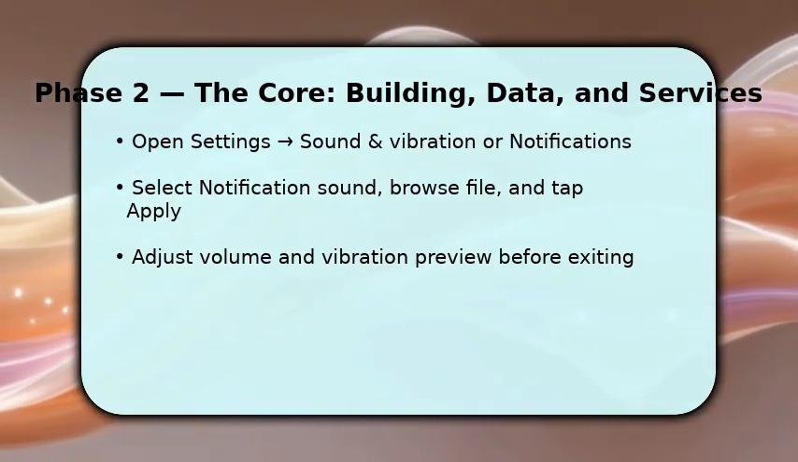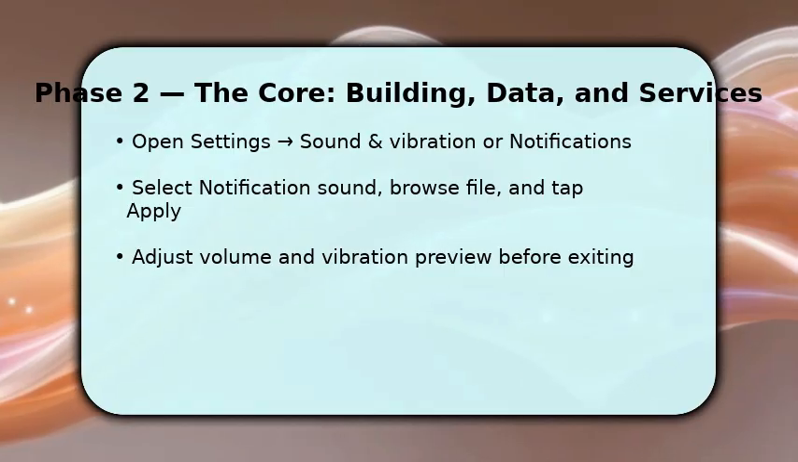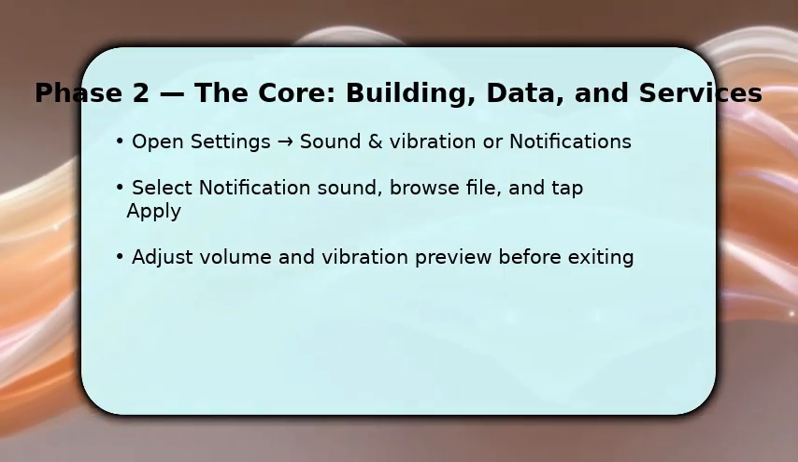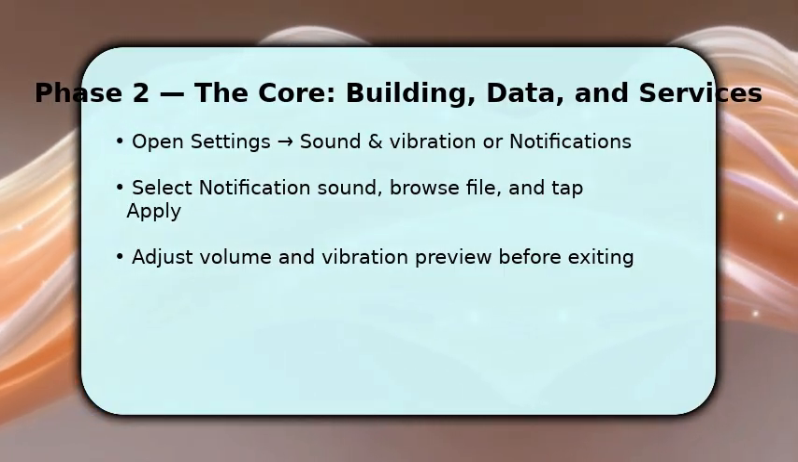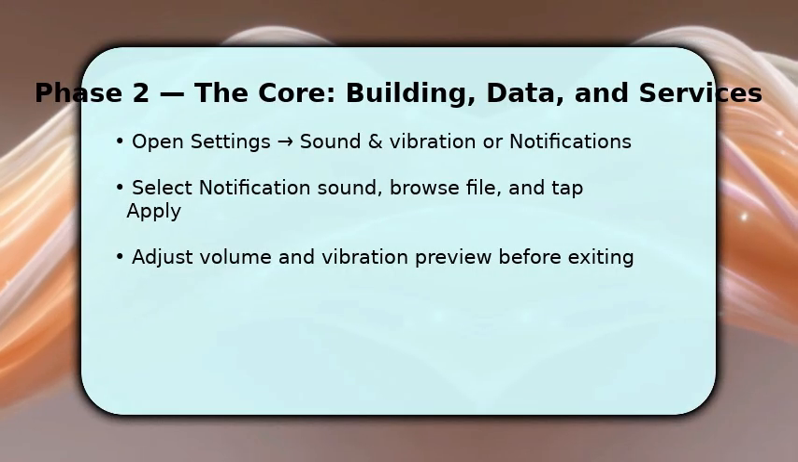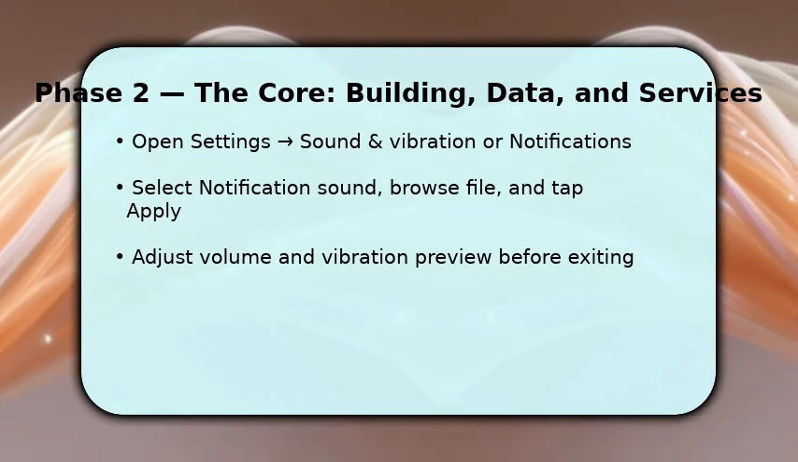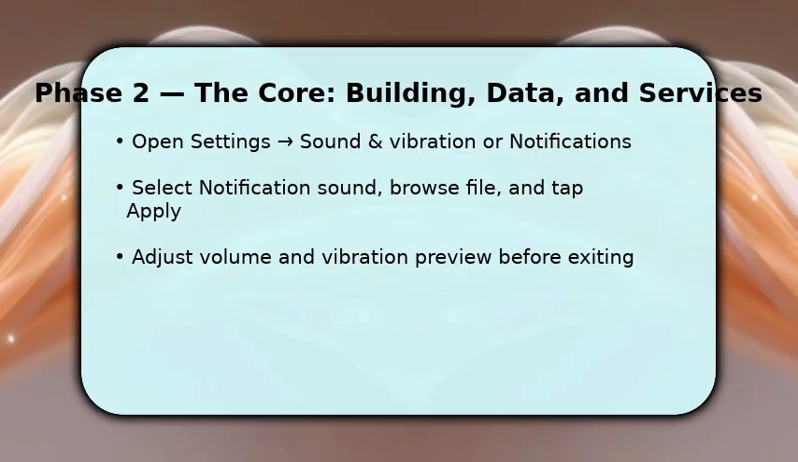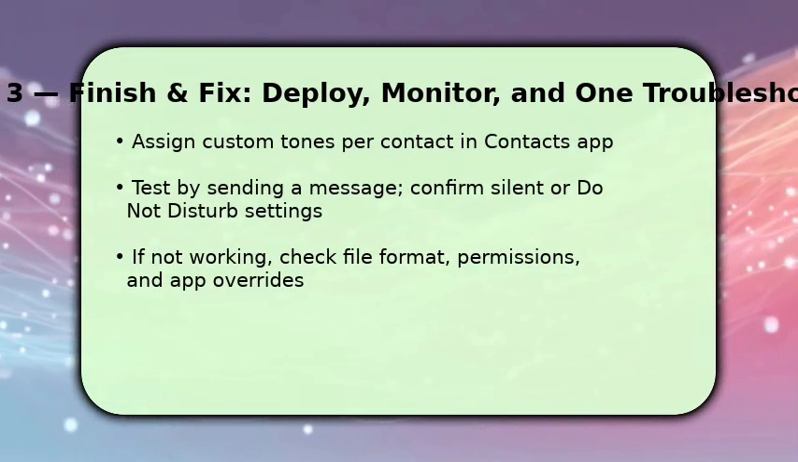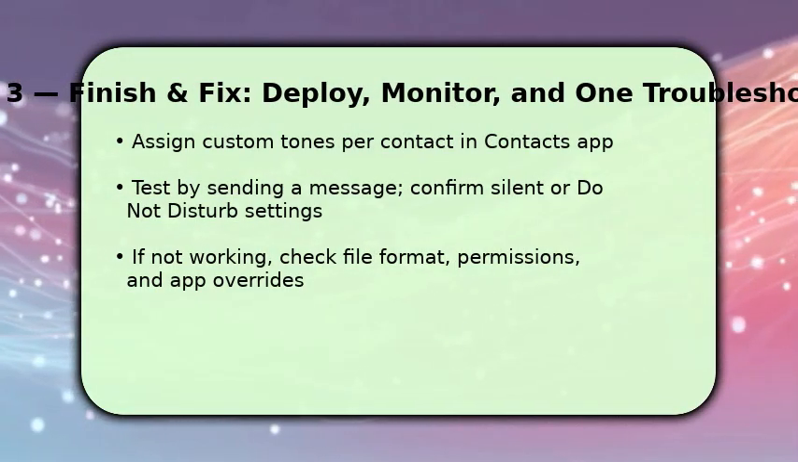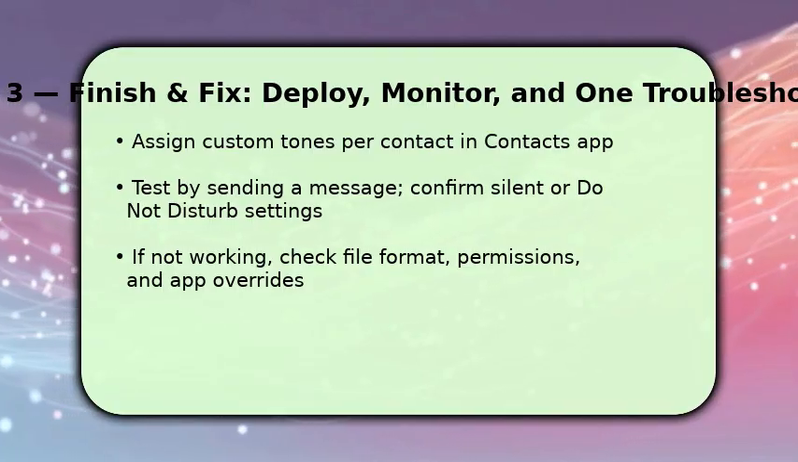Make sure to preview it and adjust the notification volume and vibration so alerts are audible in different situations. If an app overrides system sounds, assign within. You can personalize contacts by opening a contact, editing and selecting ringtone or notification, then choosing your file. This makes alerts instantly recognizable.